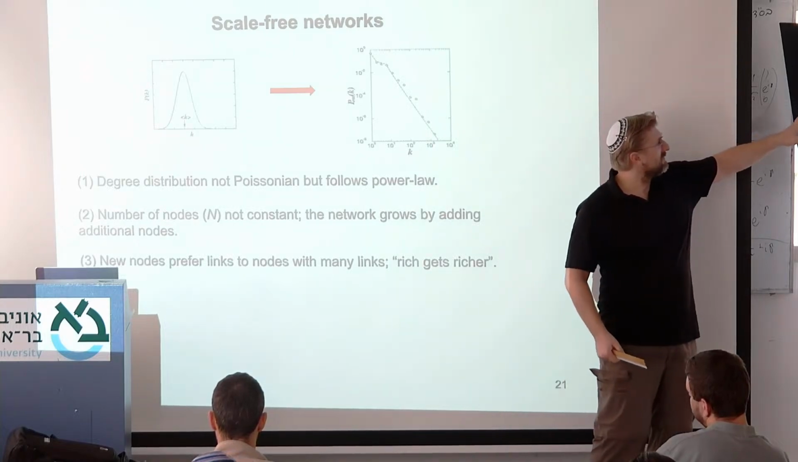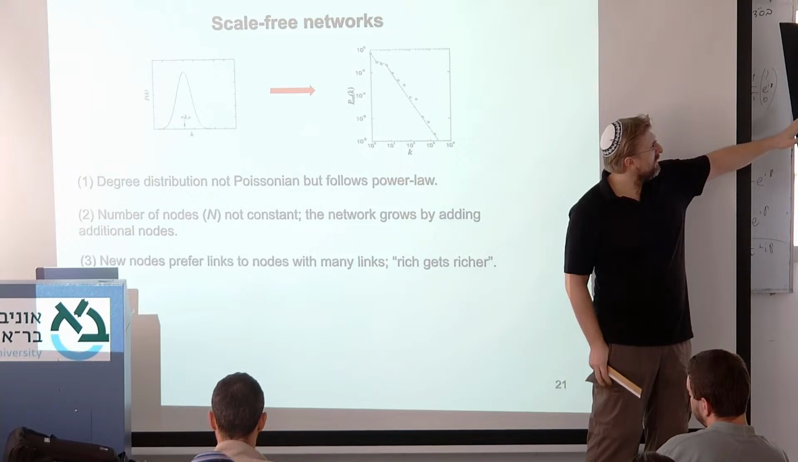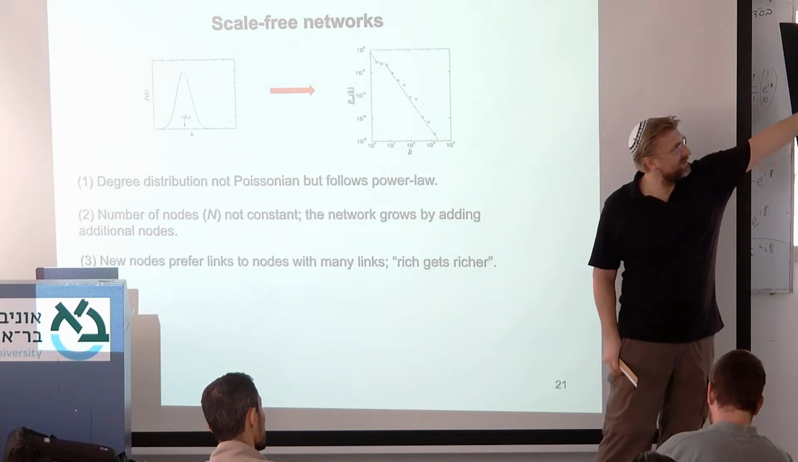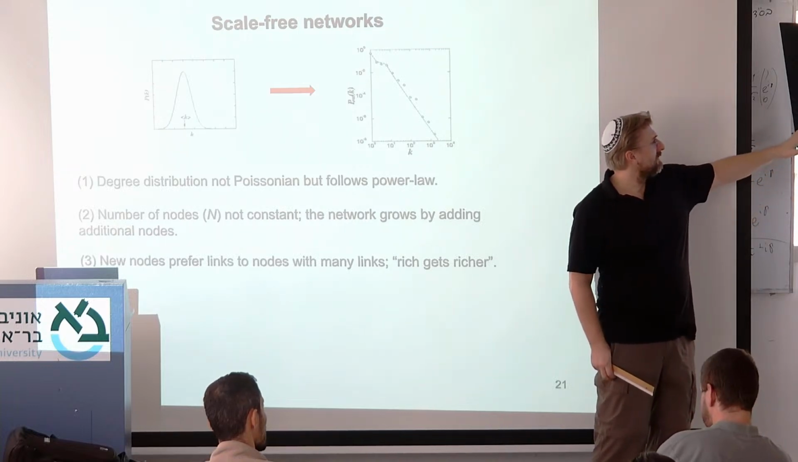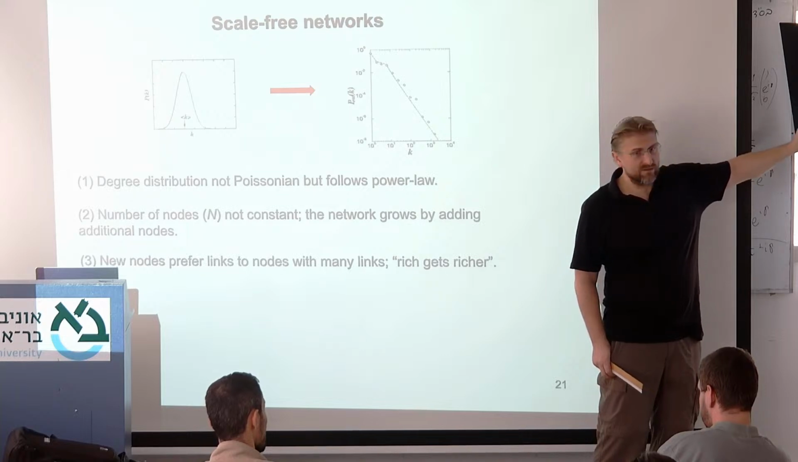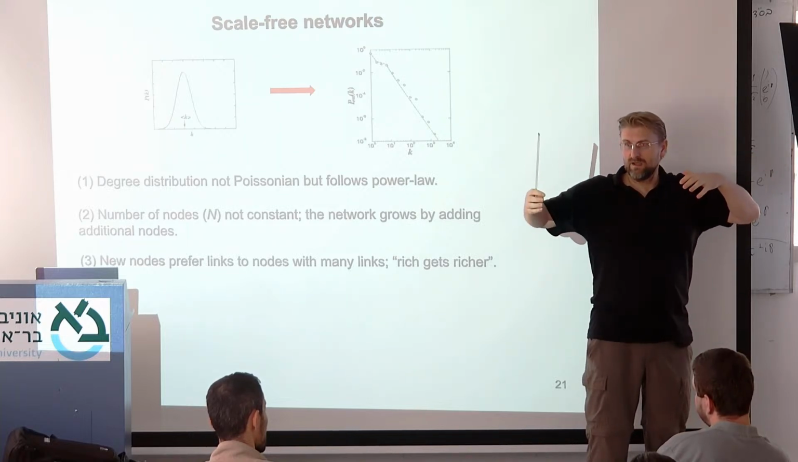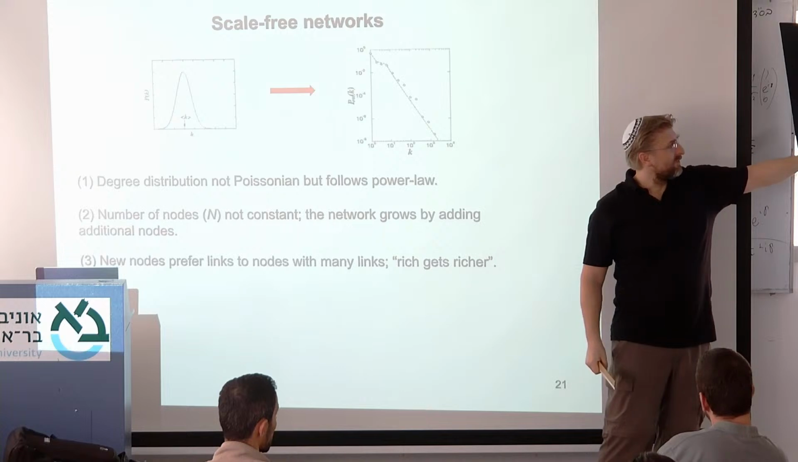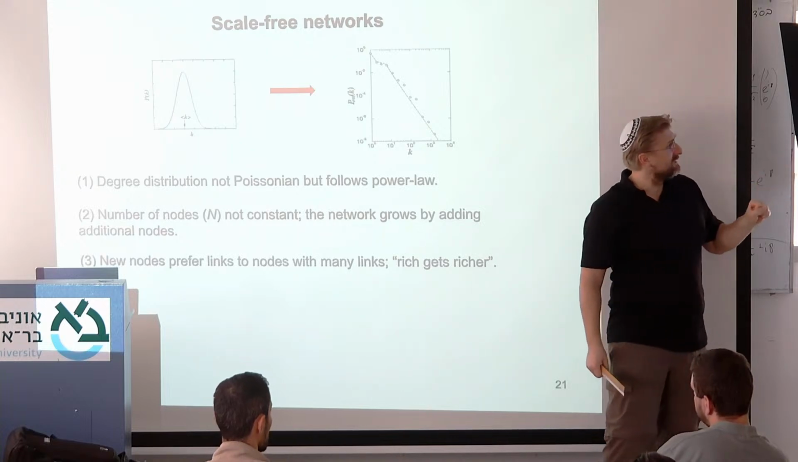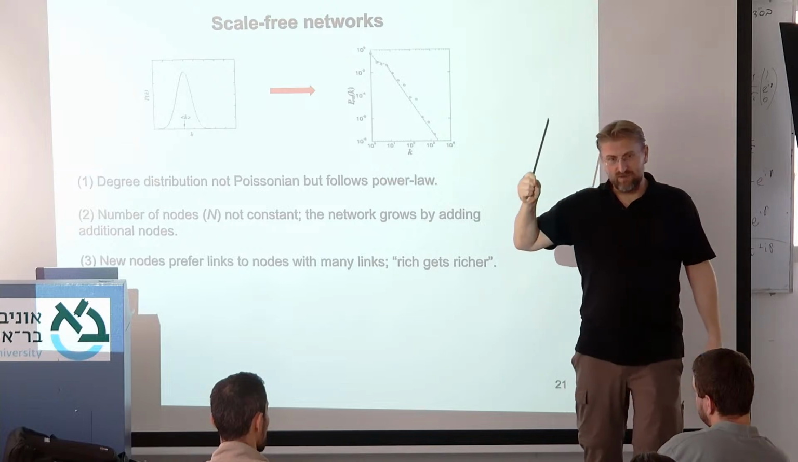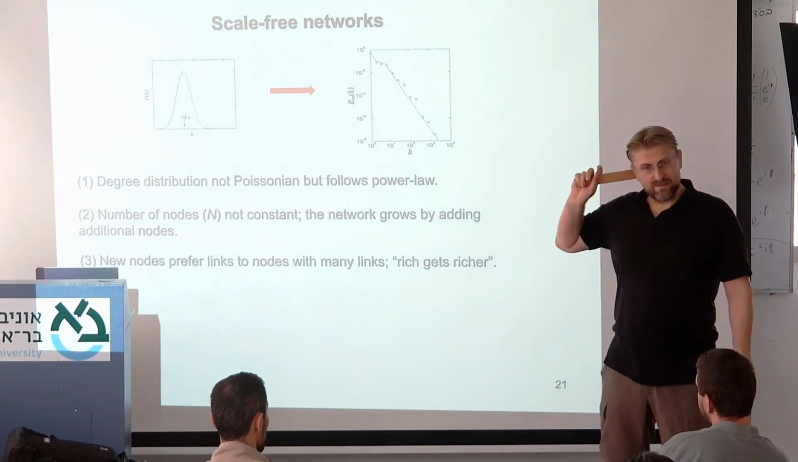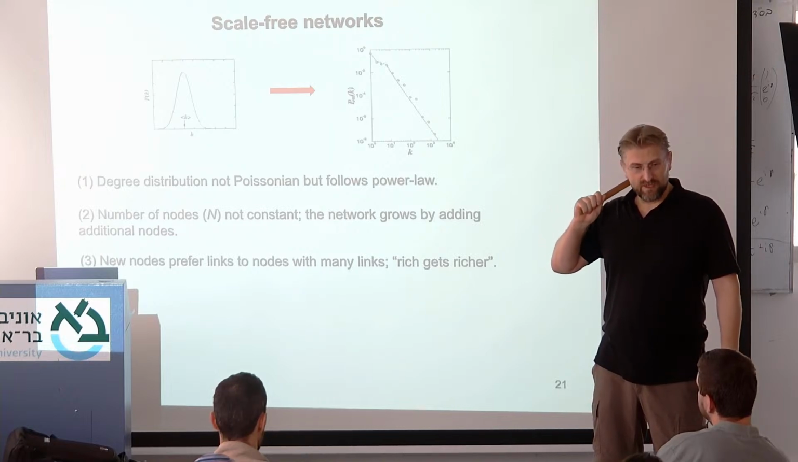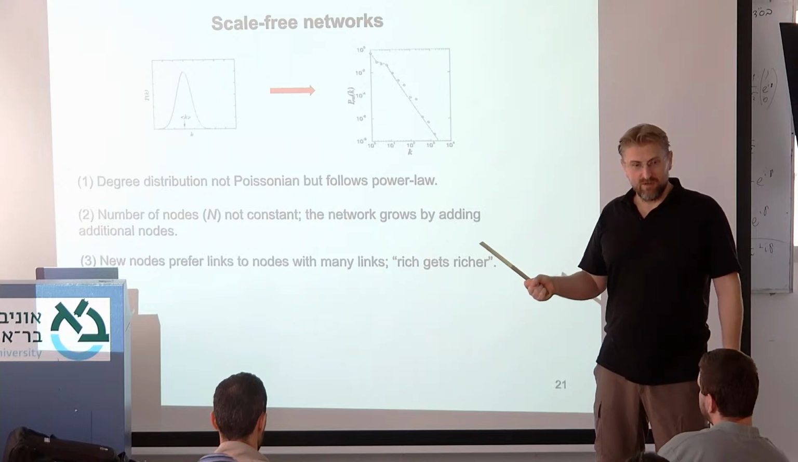So just to rehearse, the degree distribution they found is not Poissonian, but follows a power law. And the number of nodes is also not constant, because we know that the World Wide Web is growing, right? The internet is growing. So the network grows by adding additional nodes. And then we have learned in one of the last lectures that there are several mechanisms that produce power laws, and one of them was the rich get richer, okay?